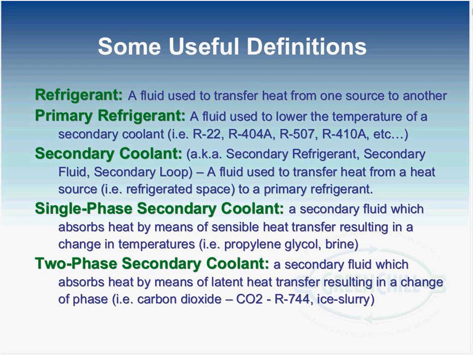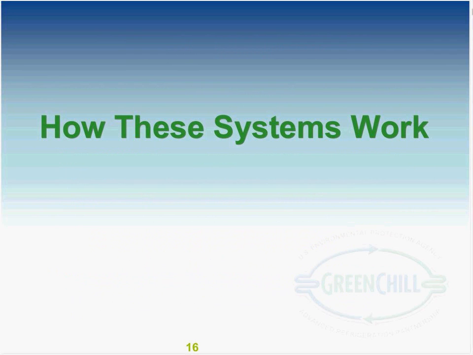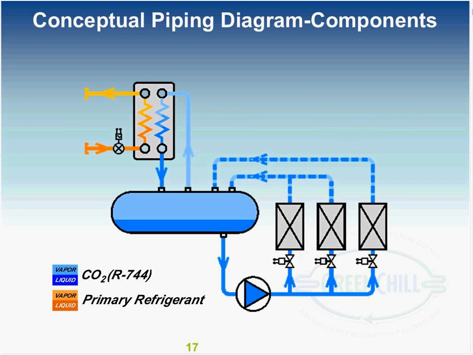There are two different types of secondary coolant, single and two phase, where glycol or brine is a type of single phase secondary coolant that only exchanges heat by sensible heat transfer. Using CO2 as the secondary coolant, you now have latent heat absorption available because it's a two-phase secondary coolant, meaning that it's boiling in the heat exchanger. It's really an evaporator now. So we'll hear how these types of systems work.